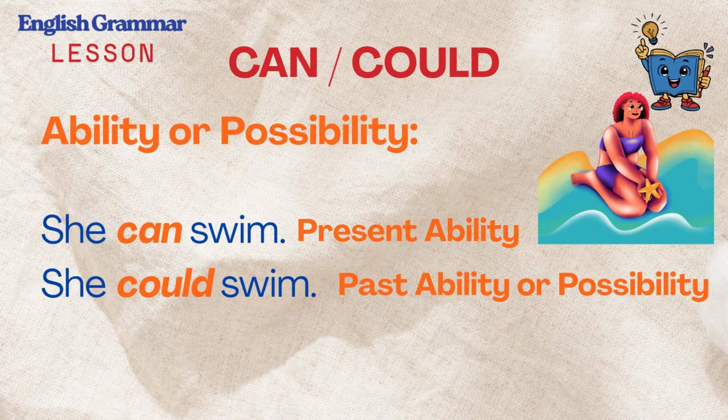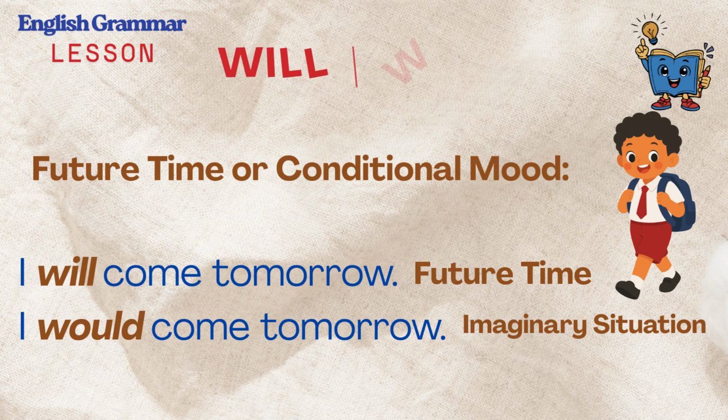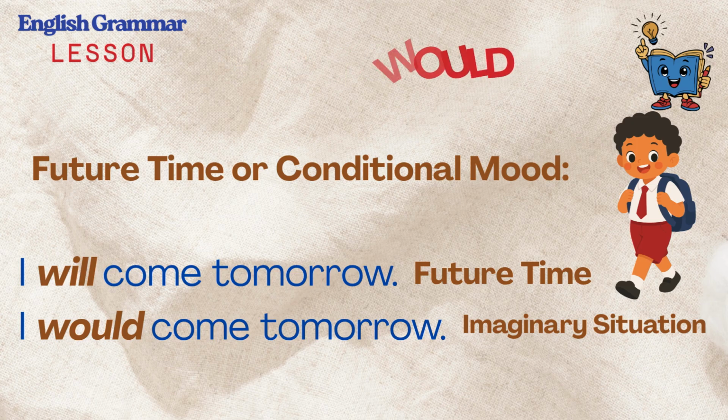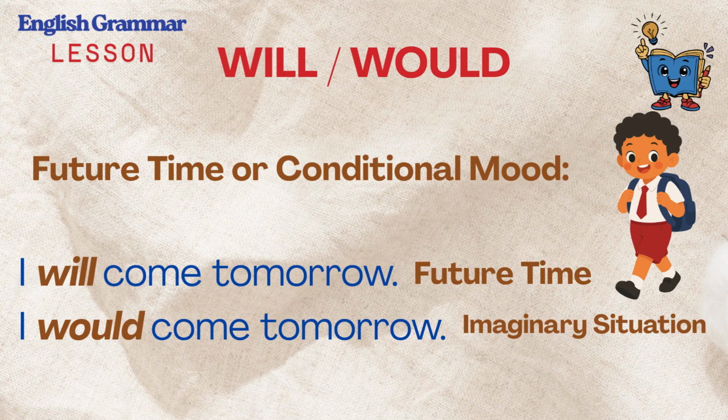She can swim, present ability. She could swim, past ability or possibility. Will, would shows future time or conditional mood. I will come tomorrow, future time. I would come tomorrow, imaginary situation.